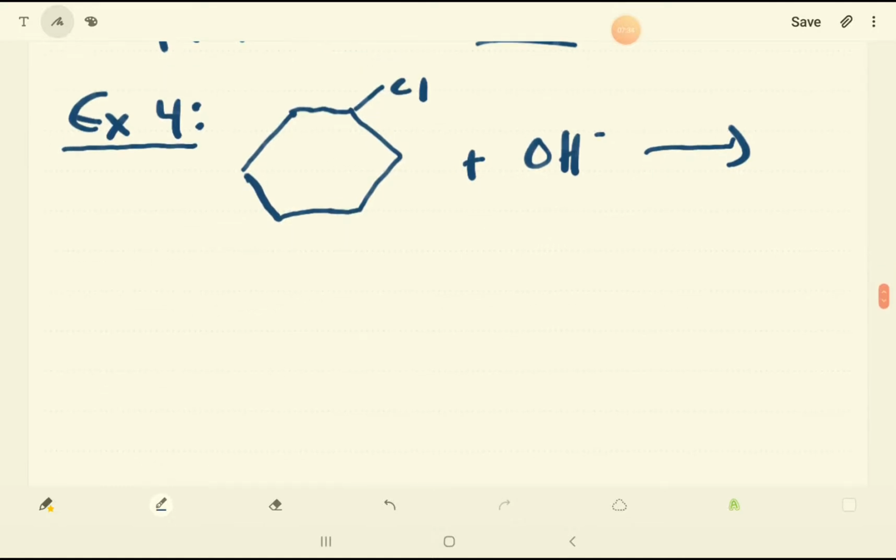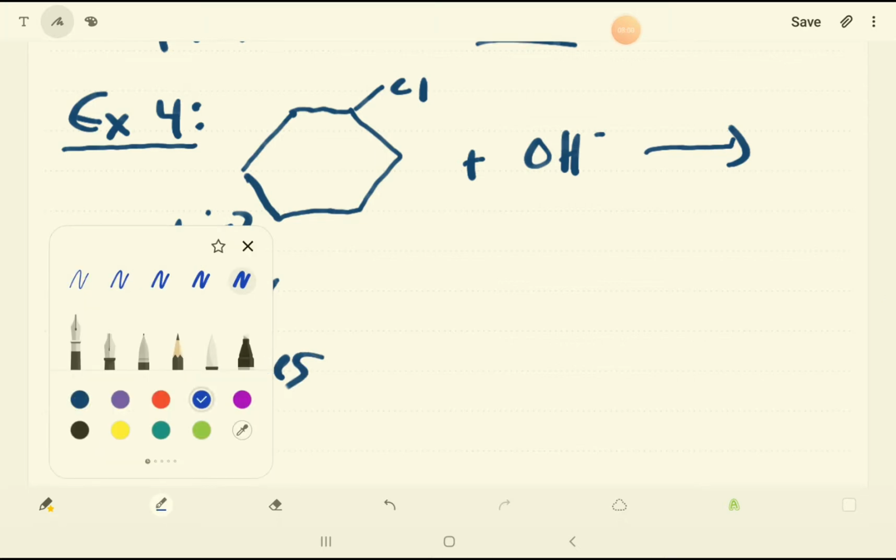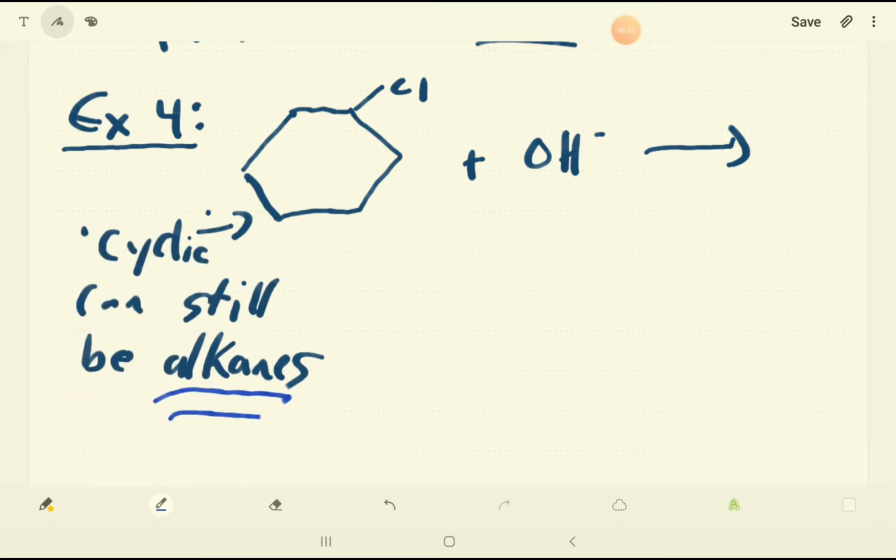Sometimes when people see cyclic hydrocarbons, they panic because they feel like they're supposed to be something different, when in fact that's not the case at all. The fact that this is cyclic still makes it an alkane. So cyclic can still be alkanes. So this still falls under the same category.